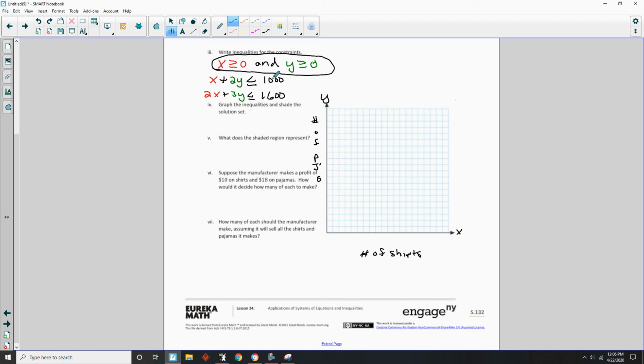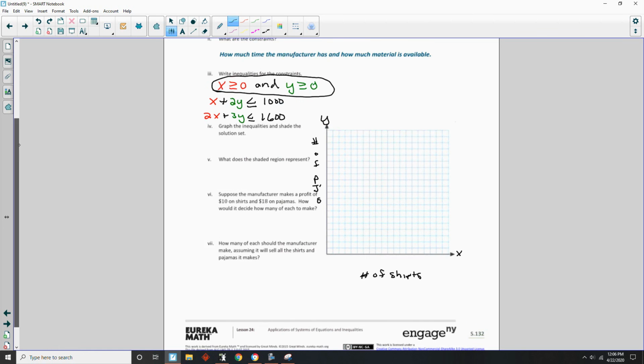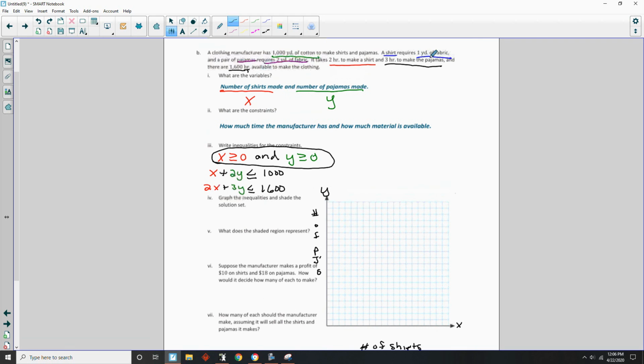Now I have two inequalities. X plus 2y is less than or equal to 1,000. Okay, so that means, and what is 1,000? 1,000 is number of yards of fabric.